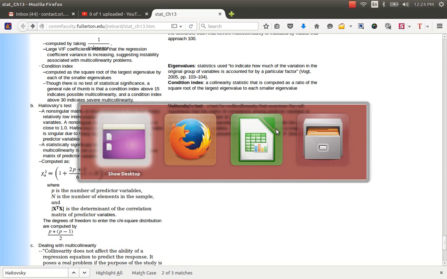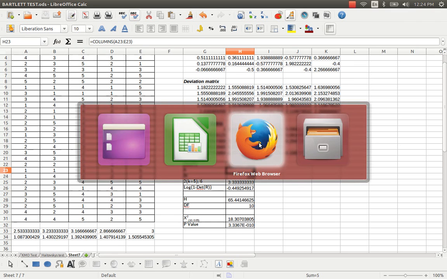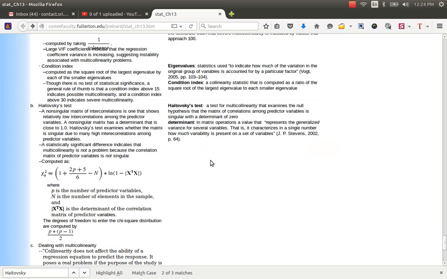And there is a wonderful description of the method of computing the Haitovsky's test of matrix singularity by Professor John Reynard of the California State University. He gives the formula for the Haitovsky's test of singularity. And he also mentions that the value calculated through this formula roughly follows the chi-square distribution, so we don't have a problem finding the p-value after calculating the Haitovsky's singularity measure.